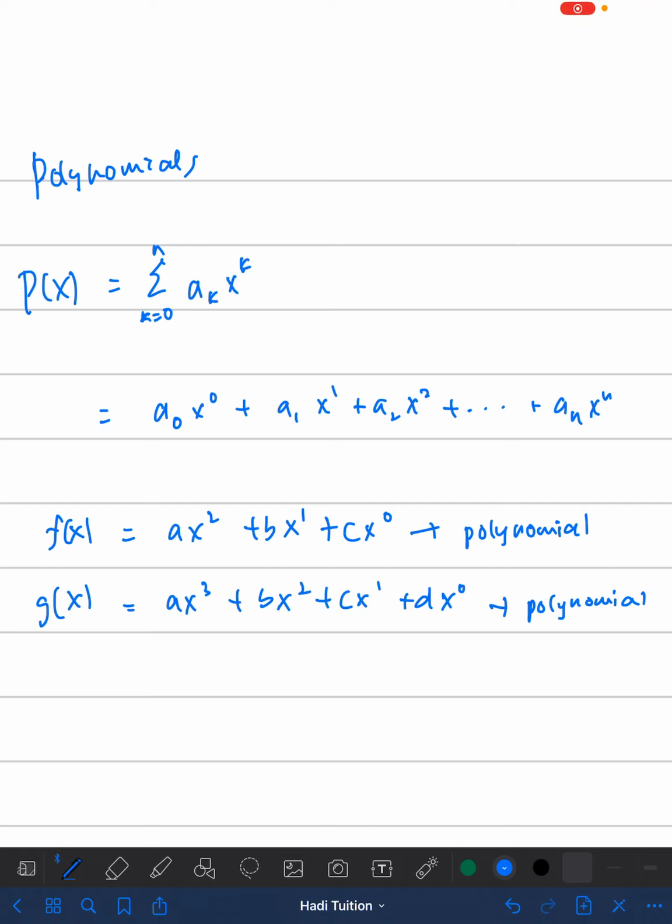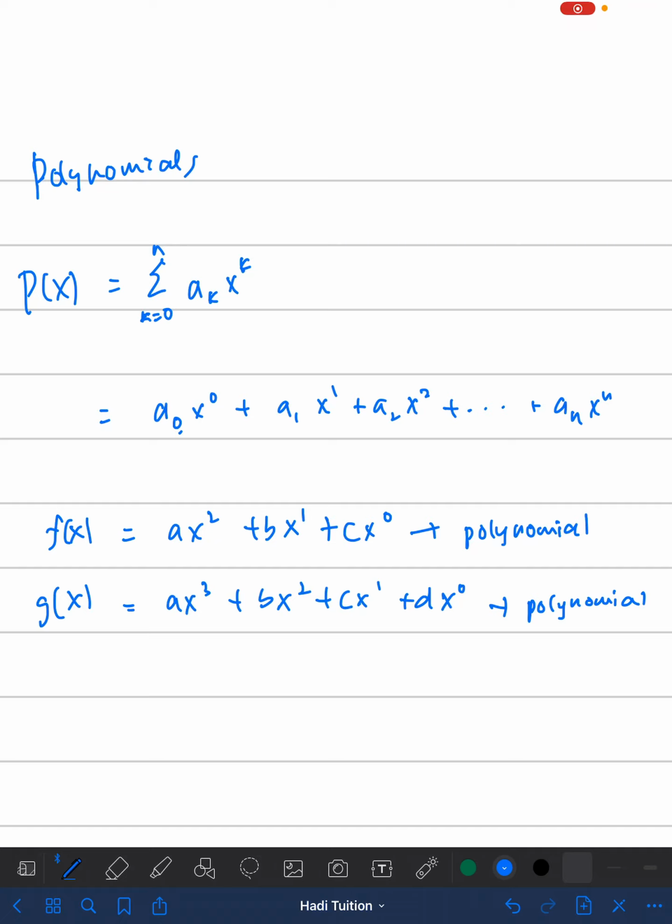Okay, so this means that you take the first term from k = 0, which is a_0, and you put x^k, which is x^0, in the first term. And then it goes from a_1 x^1, a_2 x^2, all the way till a_n x^n. So we have seen certain forms of polynomials before.